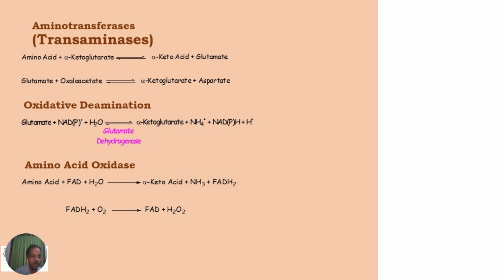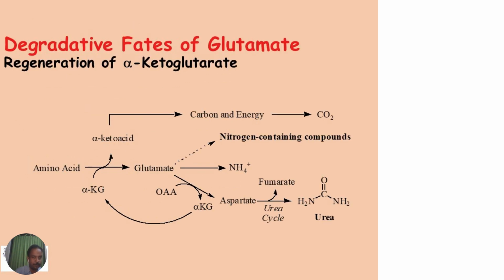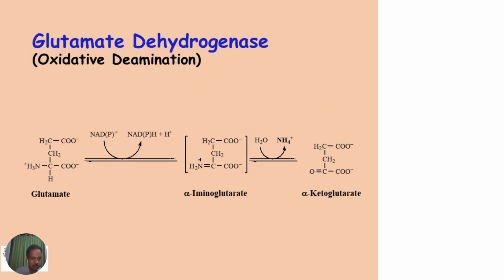Next enzyme is transaminase or aminotransferase, where the amino group is transferred from one compound to another compound. You have another reaction called oxidative deamination, where both oxidation and deamination take place together. The other one is amino acid oxidase, where oxidation takes place to form the alpha keto acid. So you can find the formation of alpha ketoglutarate by the amino acid oxidase enzyme, which in turn goes to the nitrogen cycle. The classic example is glutamate dehydrogenase, an oxidative deamination reaction where glutamate forms alpha ketoglutarate.